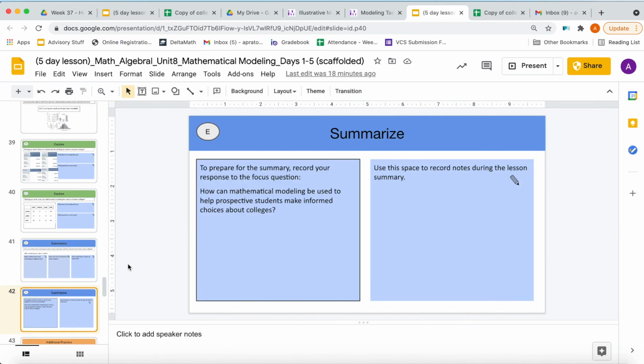Finally, after answering these summary questions, you can answer this last final question regarding this entire lesson sequence. How can mathematical modeling be used to help prospective students make informed choices about college? So in summary, you should have been able to analyze all different types of mathematical models and identify which models make the most sense for you, which models you found to be most helpful, which models show you which specific pieces of information, and which models were most useful for specific data sets.